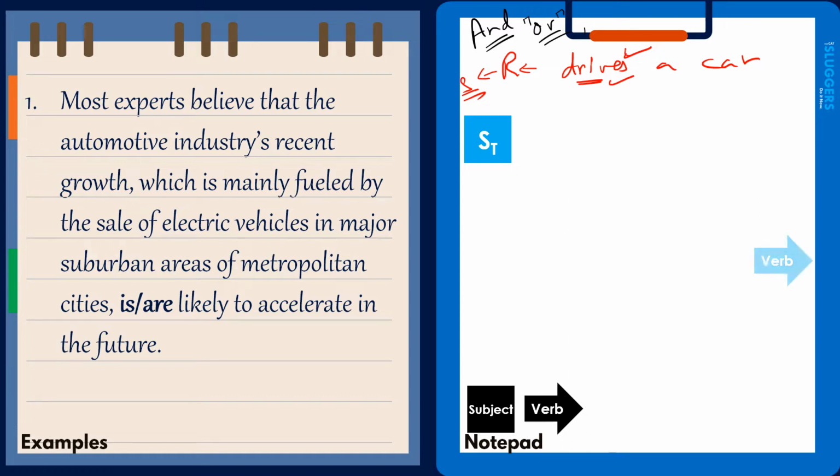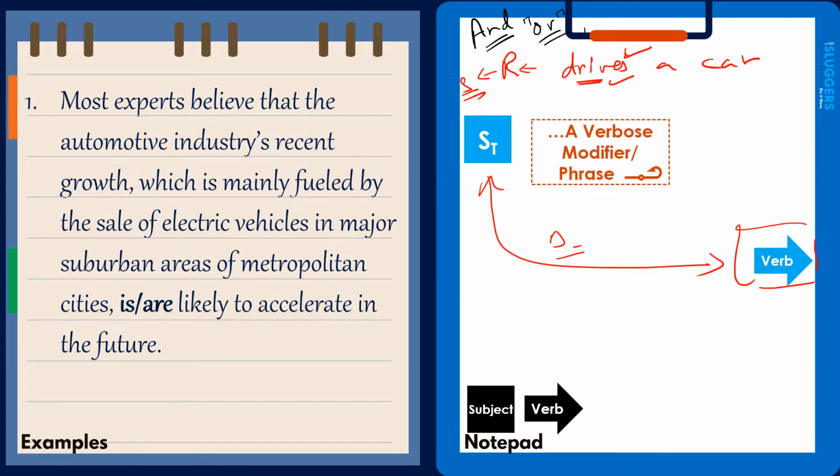What happens in case of the modifier trap is the verb is actually placed at quite a distance from the subject, from its actual true subject. Okay, कैसे, and वो distance कैसे create होता है? Distance ऐसे create होता है. After the primary subject, you'll actually have a very lengthy verbose modifier or a lengthy phrase जो बीच में आएगा. Okay, and then at the end of that phrase, you'll have the verb.